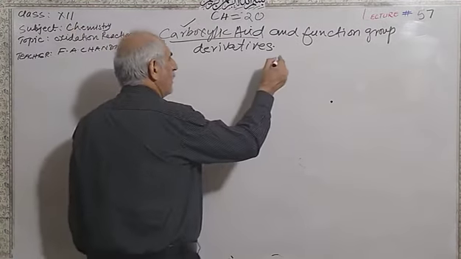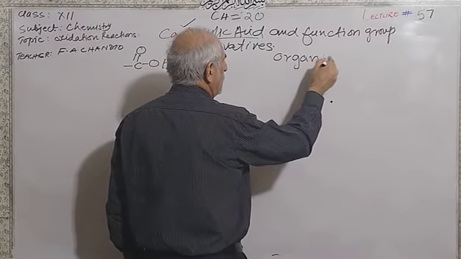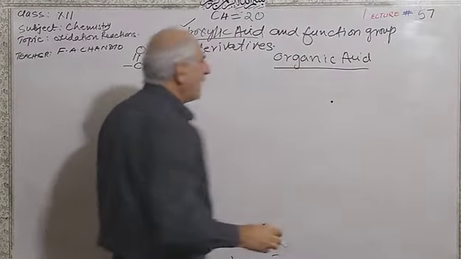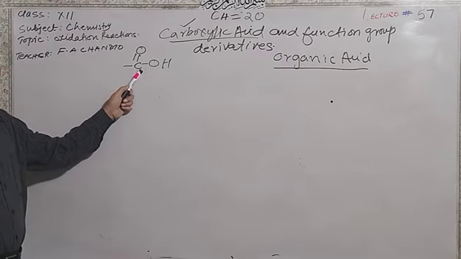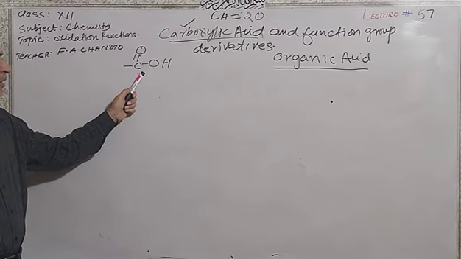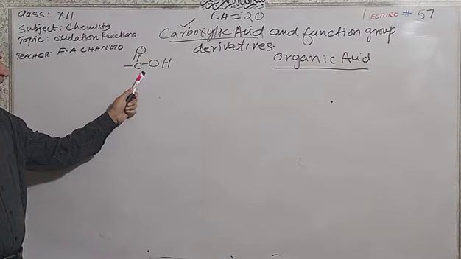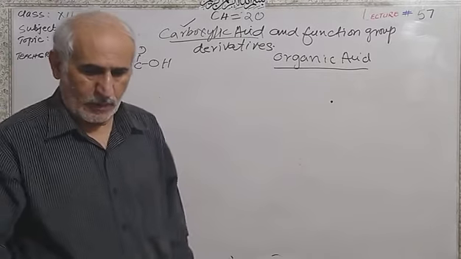Dear students, what is an organic acid? Organic acid, the acid which contains at least one carboxylic acid functional group, at least a COOH group, is called an organic acid.